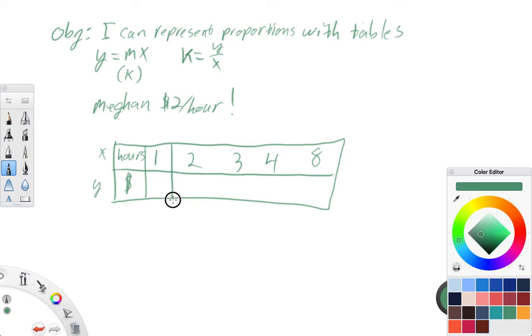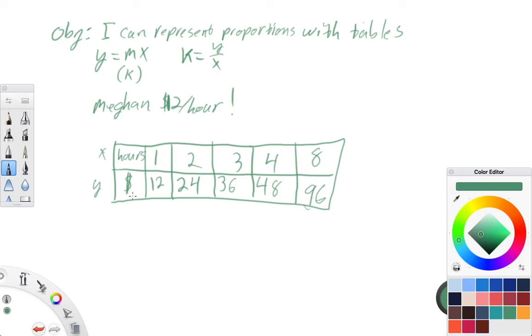Okay, so how much does she make in 1 hour? Well, she makes $12 an hour. So in 1 hour, she makes $12. How about 2 hours? Well, that's just 2 times what she did in 1 hour, right? So that would be 24. 3 hours, 36. 4 hours, 48. So all we're doing is multiplying this number by 12, and it gives us the total output, right? And 8 hours, 8 times 12, 80 plus 16 is $96. Okay, so if she works 8 hours, then she gets $96.